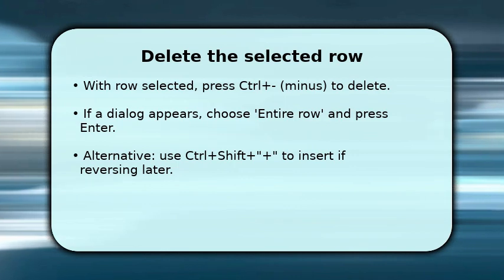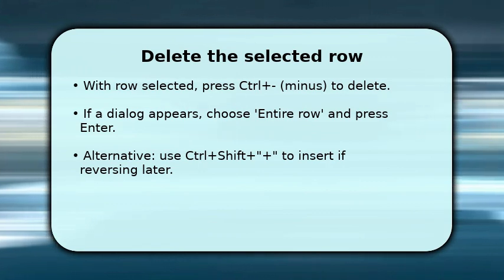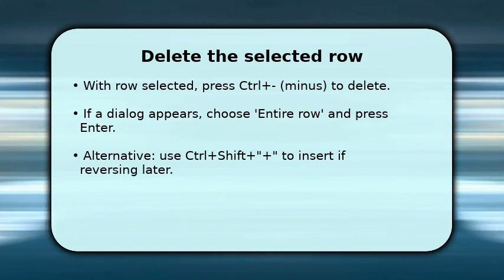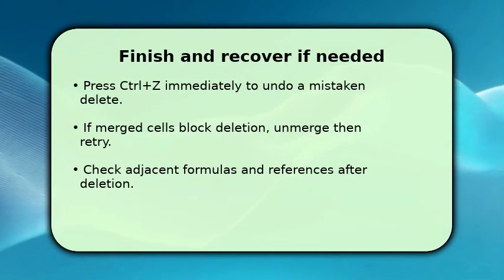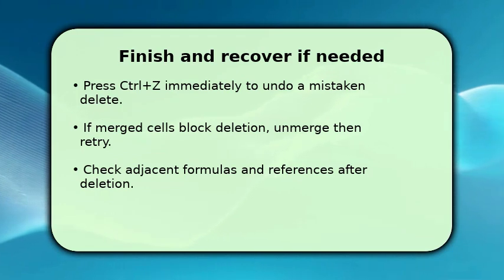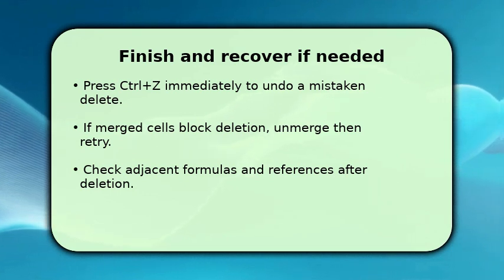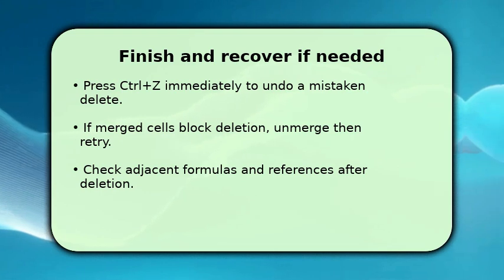Make sure no important filters or frozen panes hide rows, because deletion applies to visible and hidden rows alike, which can shift data unexpectedly. After deletion, look over nearby rows to ensure formulas and references adjusted as expected. Deletion can change row numbers. If you accidentally removed the wrong row, press Ctrl plus Z right away to restore it. Excel's undo is your fastest safety valve.